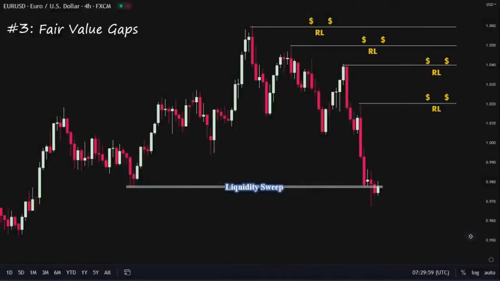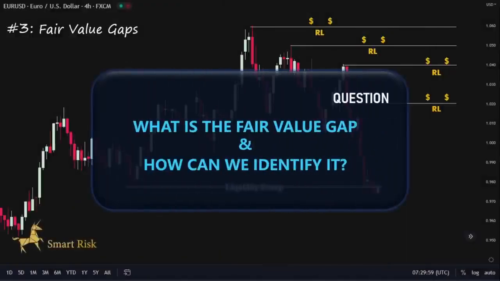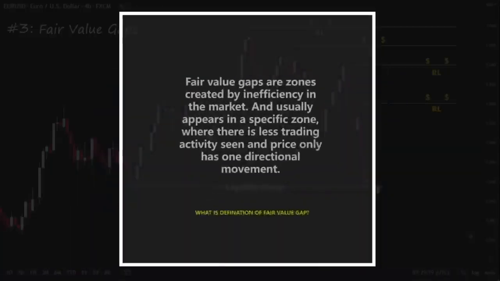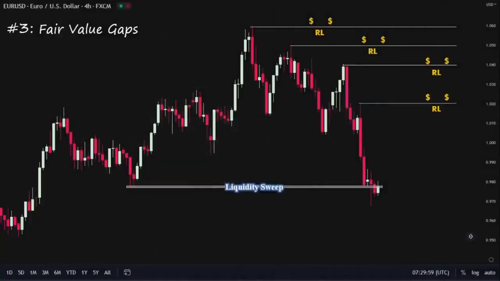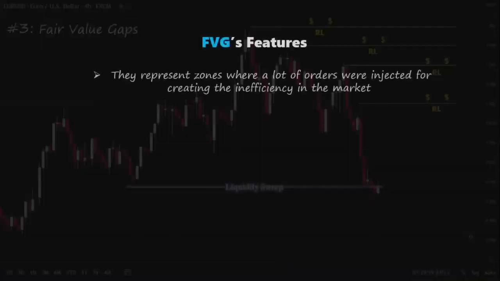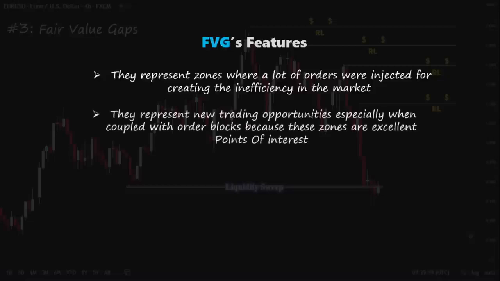So let's move on to the fair value gap. What is the fair value gap meaning and how can we identify it? Fair value gaps are zones created by inefficiency in the market, and usually appear in a specific zone where there is less trading activity and price has only one directional movement. Fair value gaps are a very useful concept in price action trading, and they represent zones where a lot of orders were injected, creating inefficiency in the market. FVGs represent new trading opportunities, especially when coupled with order blocks.